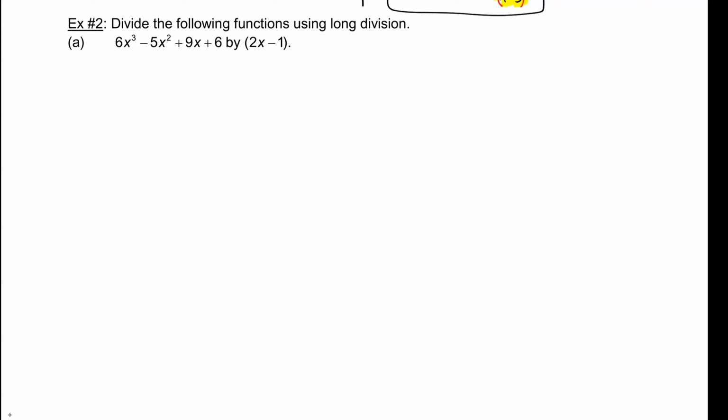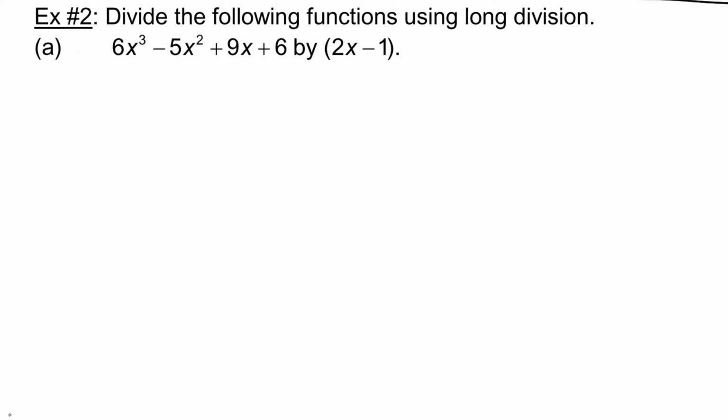If you haven't already, you can try example 2. Did we all try example 2 already? No? Okay. So I'll go through it. I want you to try it yourself. I'll put the answer on the board though.